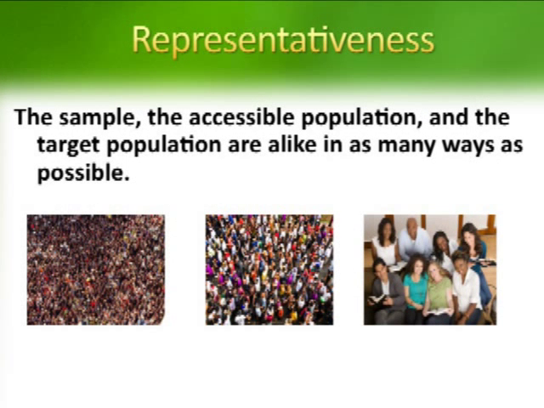Now, representativeness is very, very important for a research study. What it means is the sample, the accessible population, and the target population are alike in as many ways as possible. Representativeness needs to be evaluated in terms of the following: setting, characteristics of the subjects, and distribution of values on variables measured in the study. I'm going to talk a little bit about each of these.